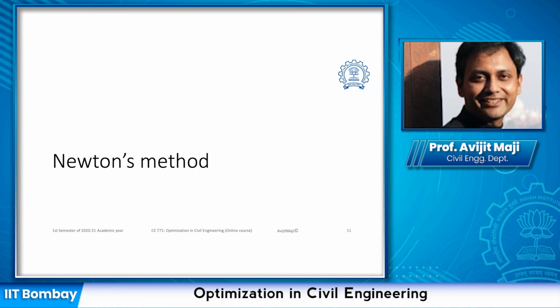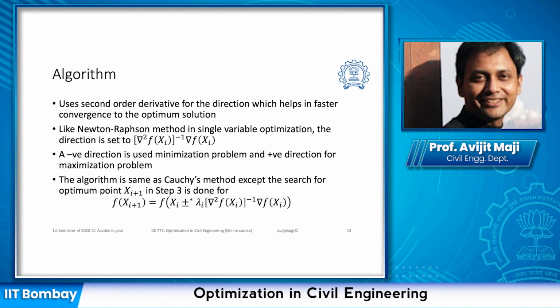We have already discussed the Newton-Raphson method for the single variable optimization problem. The Newton's method for the multivariable optimization problem is also similar. In this case, we do use the second order derivative for the direction, and this helps to reach the optimum solution even faster. So in the Newton-Raphson method, we had used the first order derivative divided by the second order derivative to set the direction. In this case, we are doing the same thing.